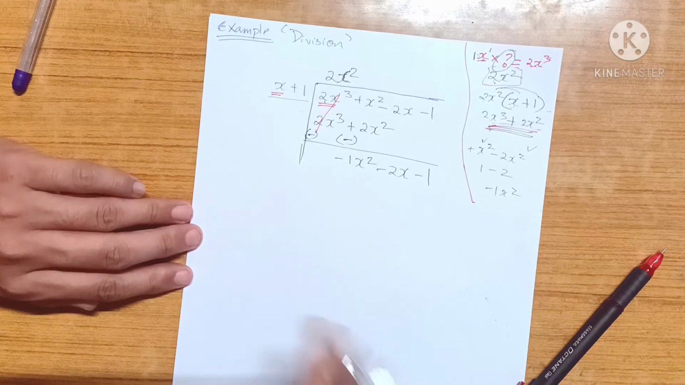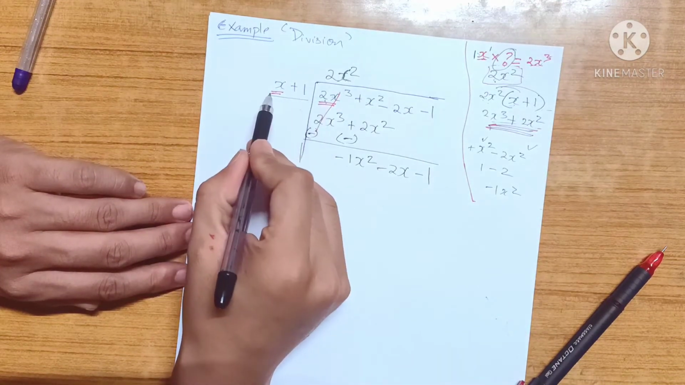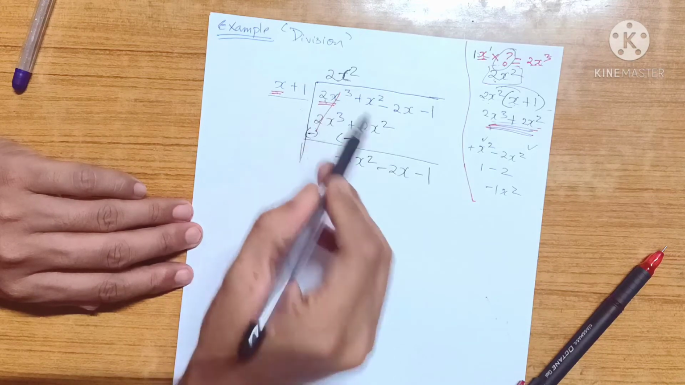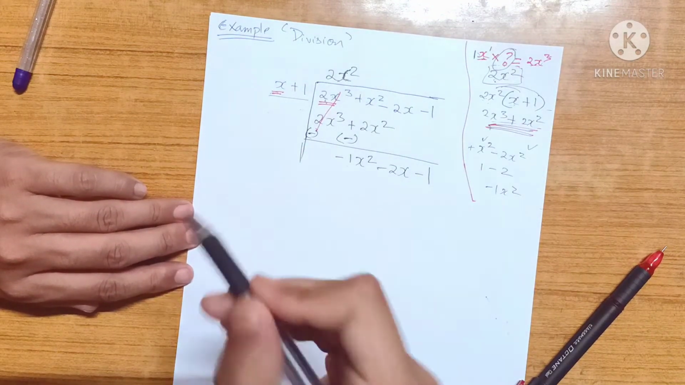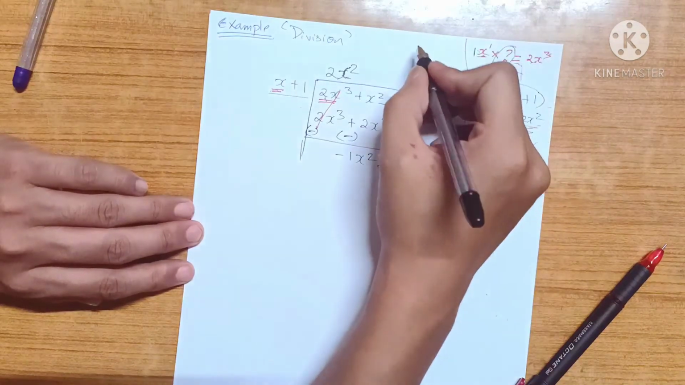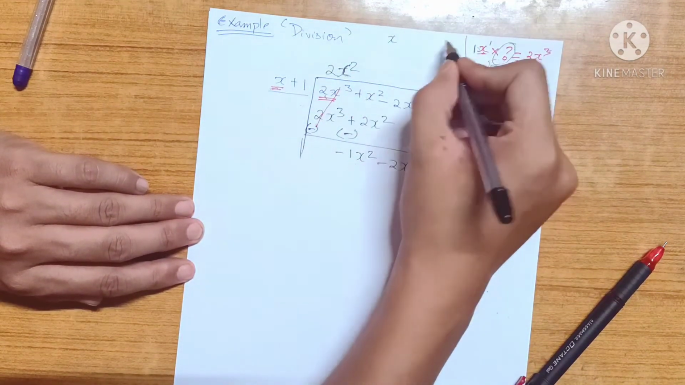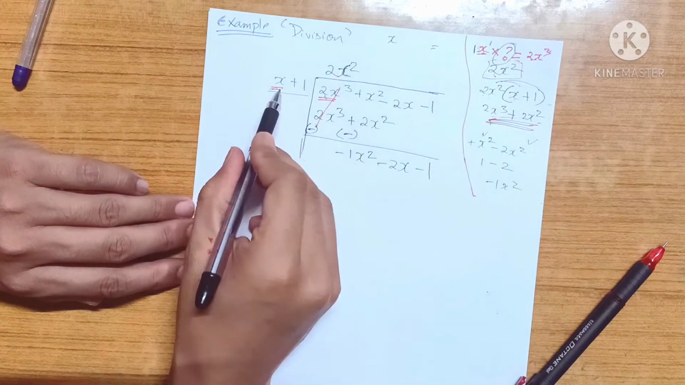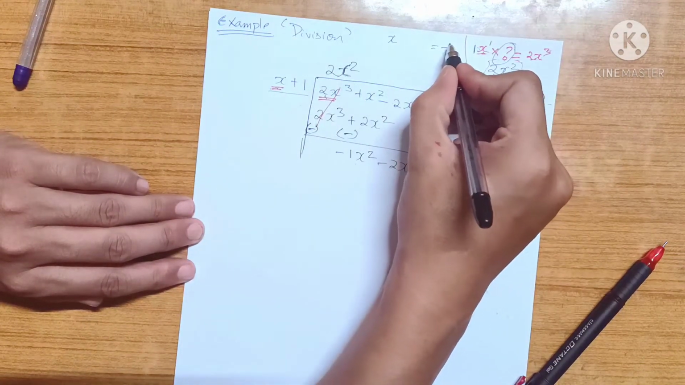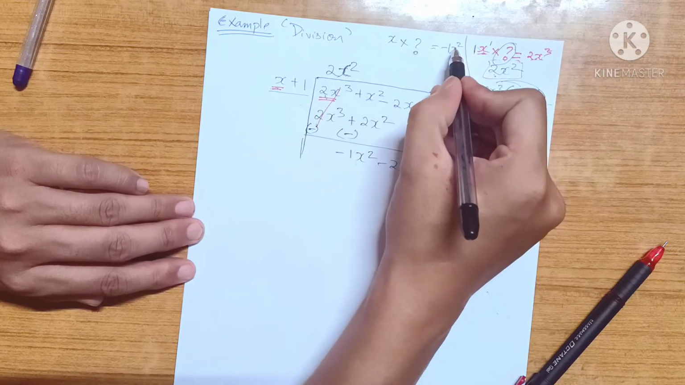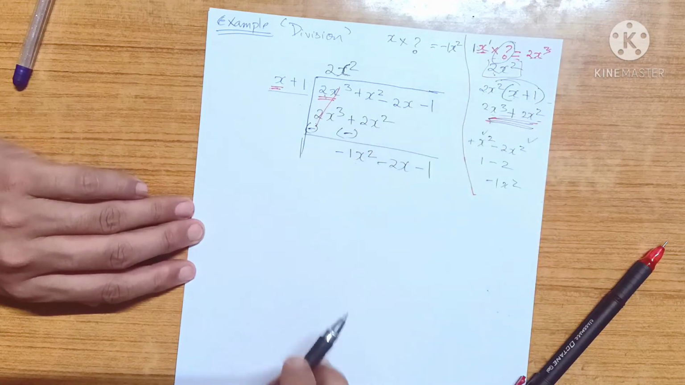So what was the first step? I take the first one, and see what should be multiplied here so as to get this. So the first step, I'll repeat it again. I'll take the first one, see what should be multiplied to x in order to get minus 1x squared.